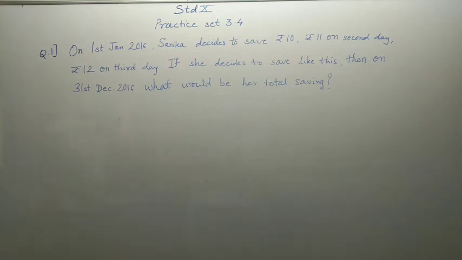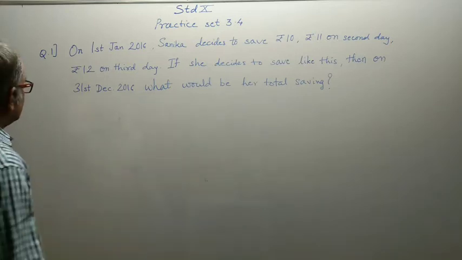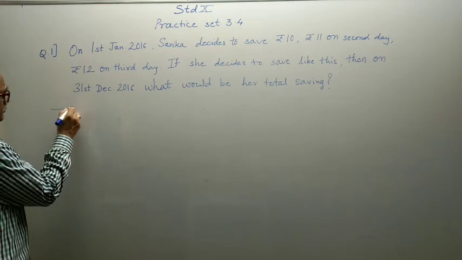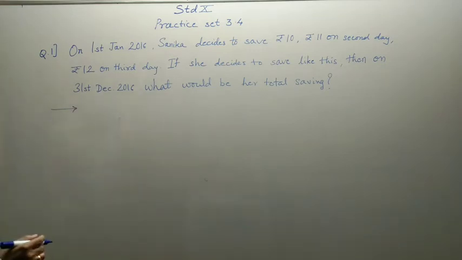Students, pay attention. We are starting with 3.4, which are the word problems related to our arithmetic progression. On 1st January 2016, Sanika decided to save rupees 10, rupees 11 on 2nd day, means on 2nd January, rupees 12 on 3rd day. If she decides to save like this, then on 31st December, means throughout the year 2016, what would be her total saving? Very simple question, but what to find, that you must understand.